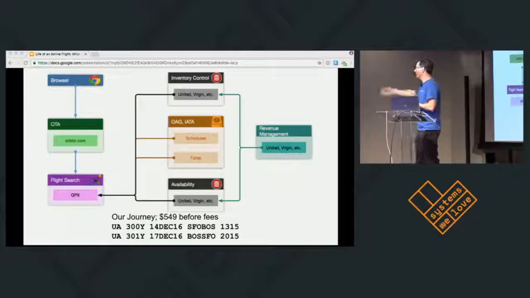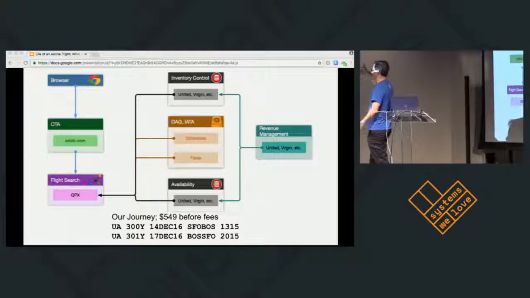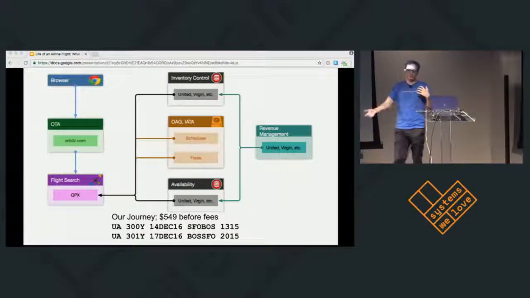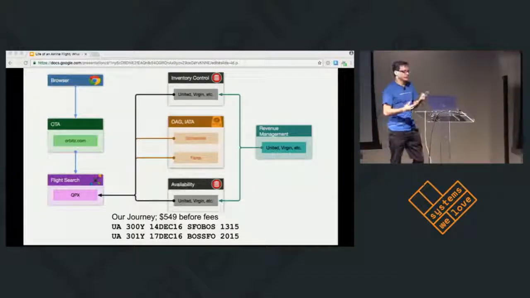And there's a system called the revenue management system, which is a system, but it's a bunch of humans and computers that model what they should charge and how much they should charge and what seats they should make available.